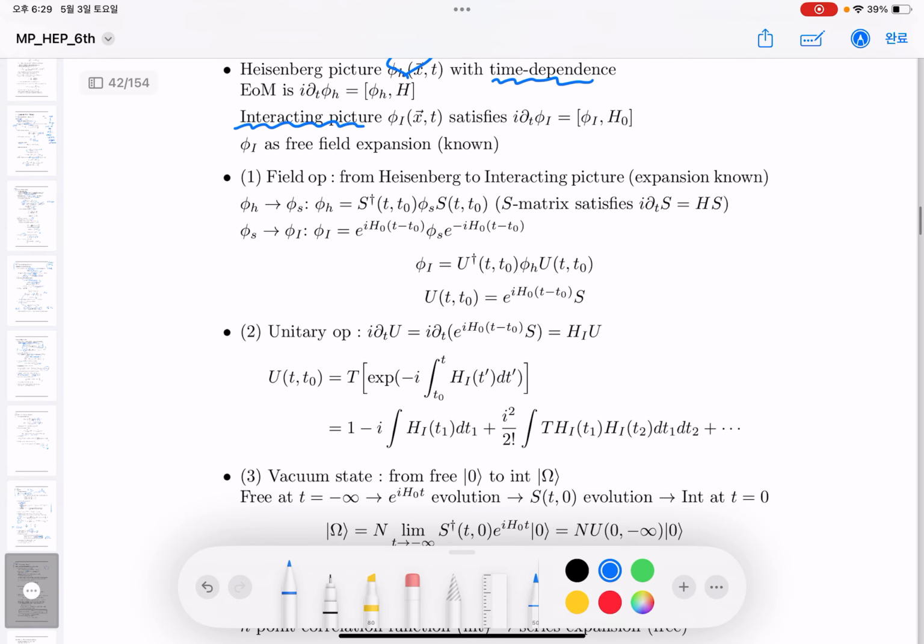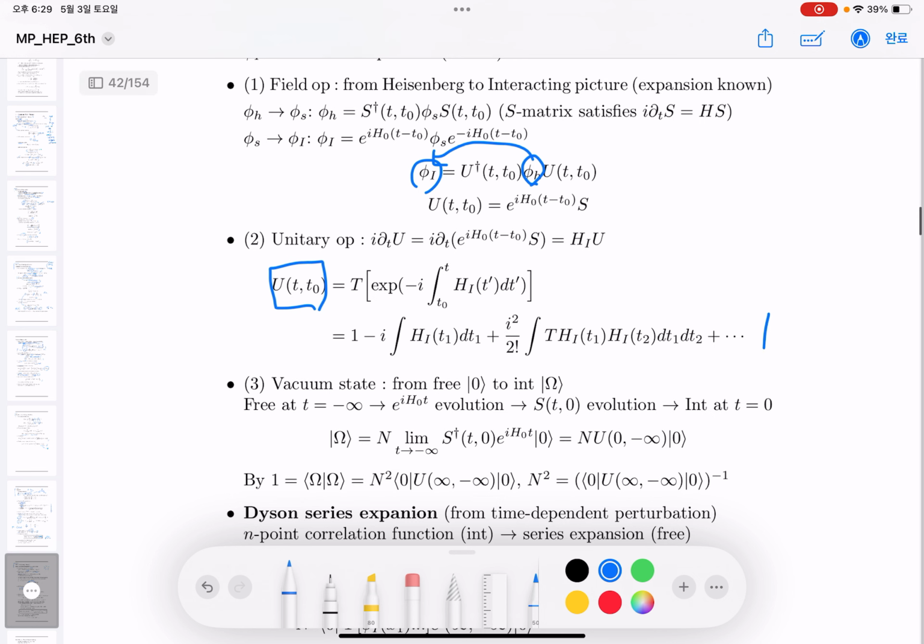So here is the transform from the Heisenberg picture to the interaction picture for the field operator, and the unitary operator for the time evolution is given like that with the exponential of i Hamiltonian dt here. And this can be expanded in such a form.